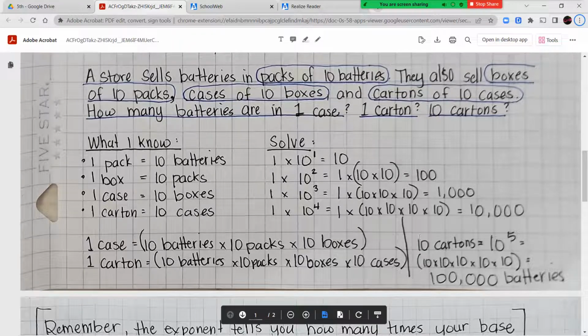So 10 cartons was the last part of this question here. 10 cartons is going to be 10 to the power of 5 because we're having 10 more of these. So you're multiplying by 10 again. So 10 times 10 times 10 times 10 times 10. So this 5 tells you how many zeros are going to be in your number. So it's 1 followed by 5 zeros, or 100,000 batteries are going to be in 10 cartons.